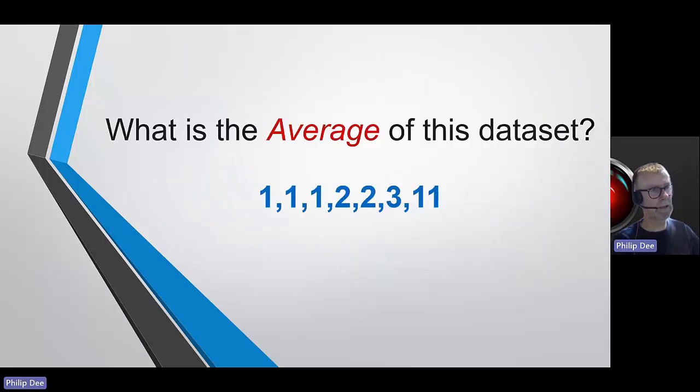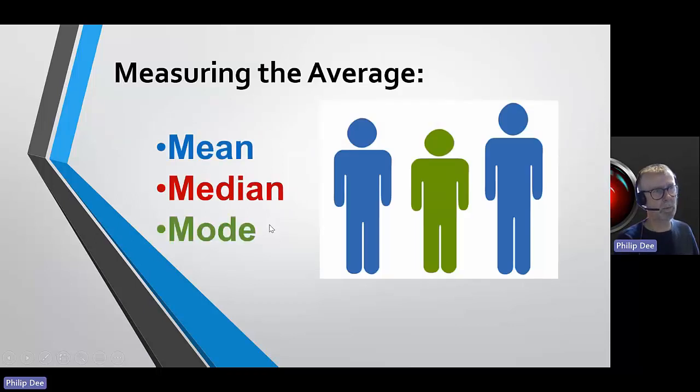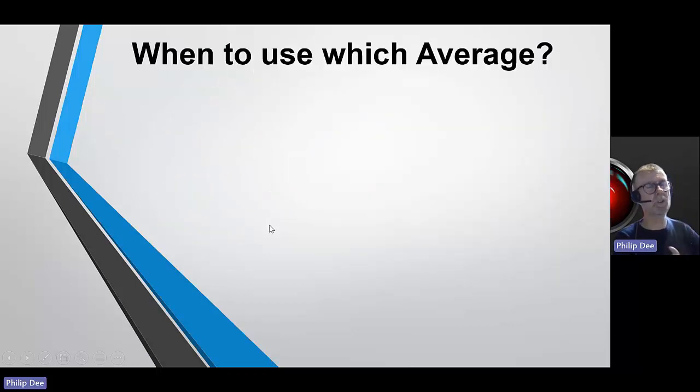So let me just go back to my data set. We know that the mean was 3. The median, well, if there are 7 values, there is only 1 middle value here, which is the number 2. So the median is 2. And I hope you can see that the mode is the number 1. So there are 3 different values there. So we have now created another problem for ourselves, which is when to use which average. We need to have a think about this.